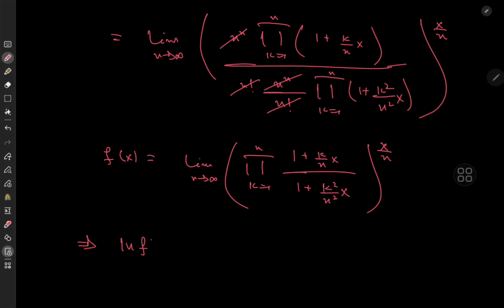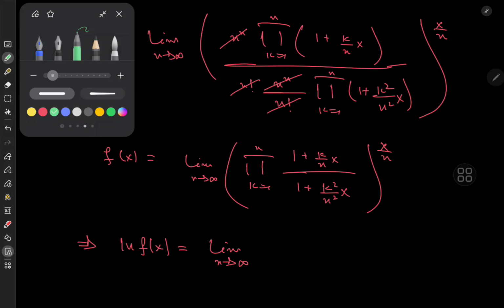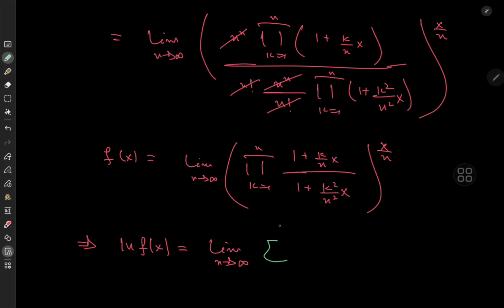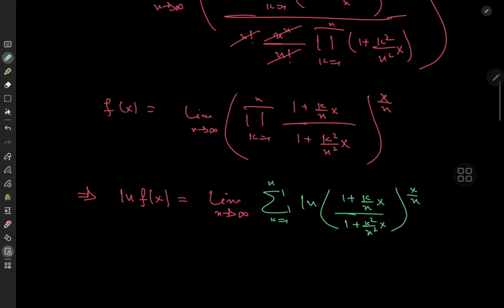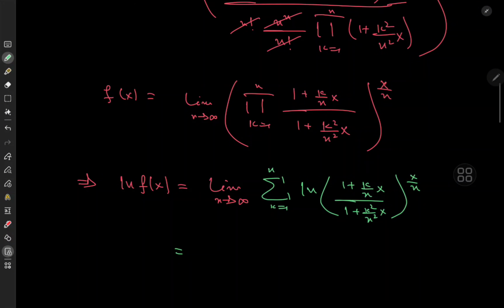So this implies that log of f of x is the limit as n tends to infinity. A product turns into a sum, as in log of a product is the sum of logs. So we have the sum over k from 1 to n. Like I always say, math is a lot easier than talking. Log of 1 plus k over n times x over 1 plus k squared over n squared times x, all raised to the x over n, which we shall finally get rid of in a really cool way.